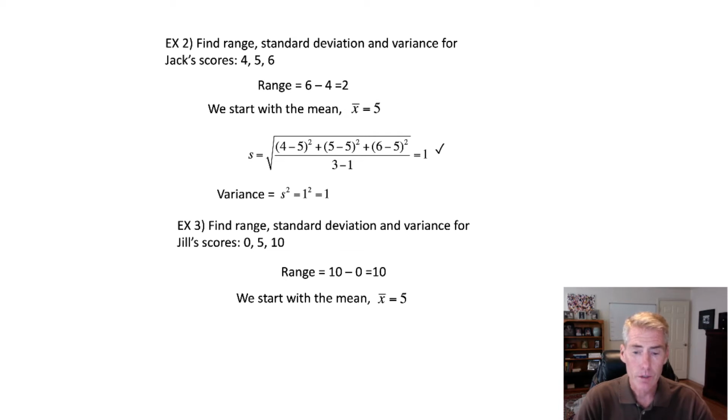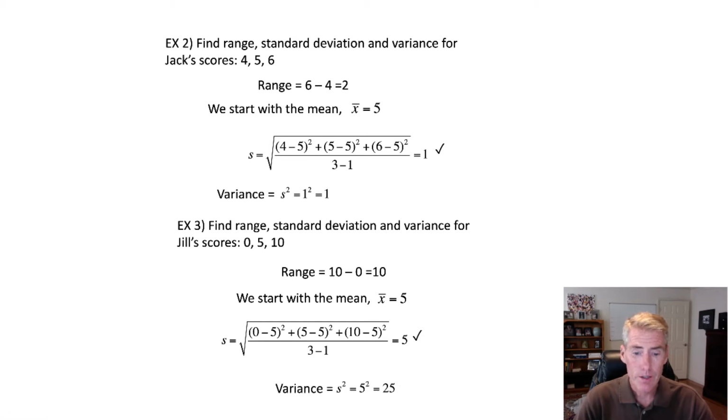So start with her average, which is 5, and then take each score, 0, 5, and 10, subtract the mean each time, and square them. Because this, when you square it, is 25, this is 0, and this is 25. And 25 plus 25 is 50. You divide that by 2, 50 divided by 2 is 25. Take the square root, it's 5.